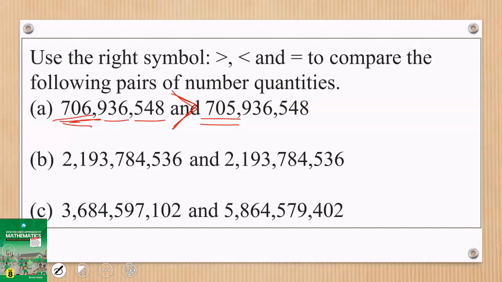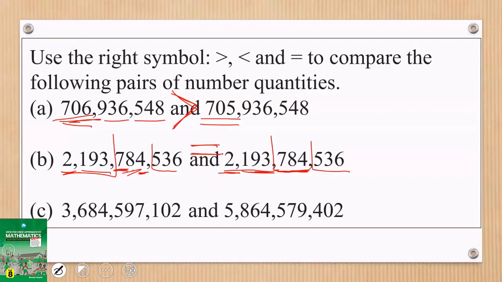Right. Then again, we go to the next one. Here we have 2,193,000,000. Here too we have 2,193,000,000. So up to this point, they are the same. Then the next is 2,193,784,000. Here too 784,000, they are also the same. Then we have 536. 536. That means the two numbers are equal. So I'll put an equal sign in between them. I hope it makes sense.